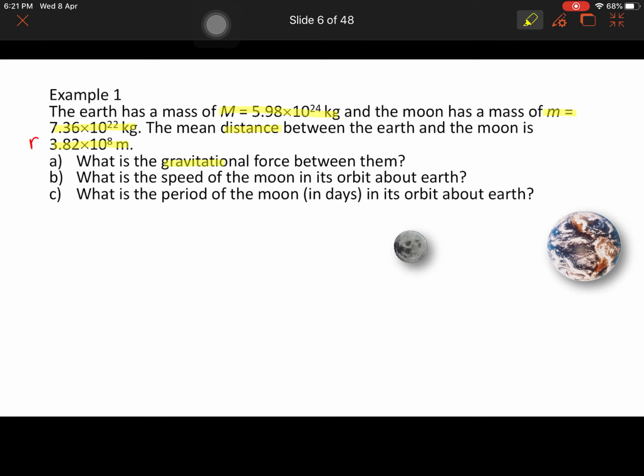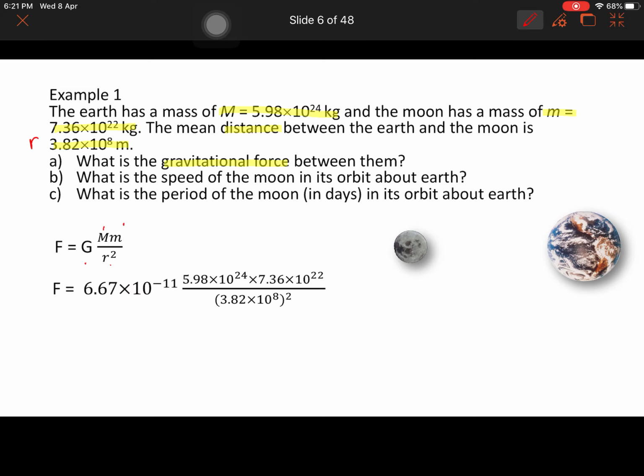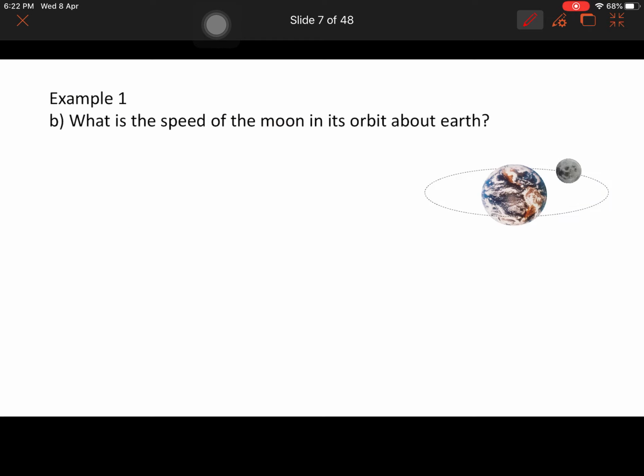Okay, so the first question asks us for gravitational force. What's the formula for gravitational force? GMm over r squared. Do I know what's big G? Yes, I know. Do I know what's big M? Yes. Do I know what's small m? Yes. Do I know what's r? Yes. So fit that in, you get this answer. Easy. Now, try part B and part C also.